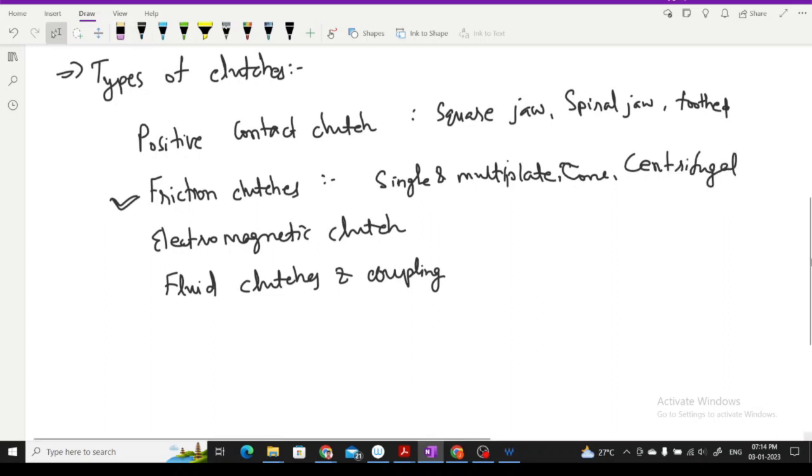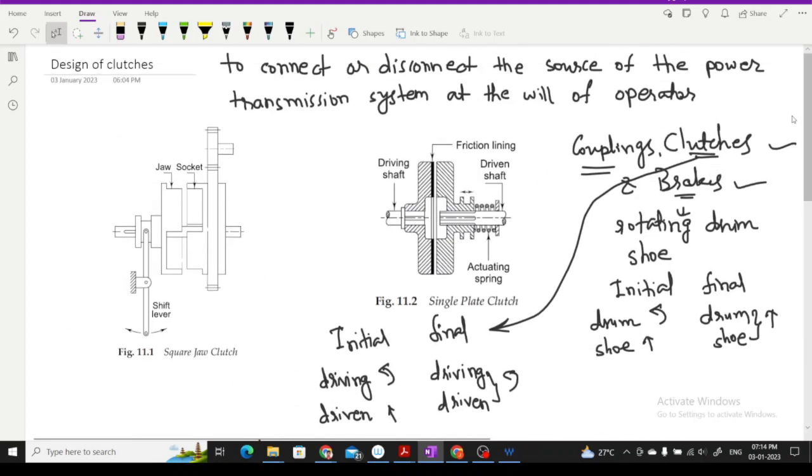Right. So in this figure, you have the square jaw clutch, which is a positive displacement type, and the single plate clutch, which is based on friction. It will have a frictional lining, as mentioned. Generally, asbestos is used as the frictional material. The square jaw clutch is a positive displacement clutch. As you can see, here you have this arrangement of jaw and socket. When it gets engaged, it works without any slip.